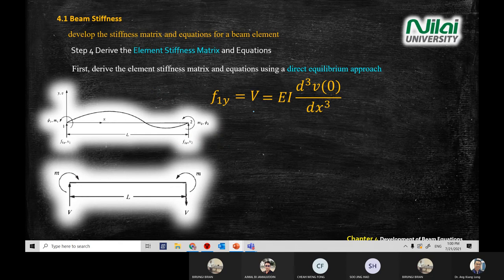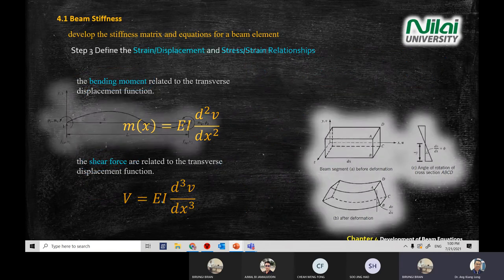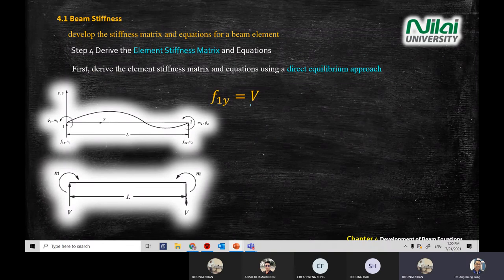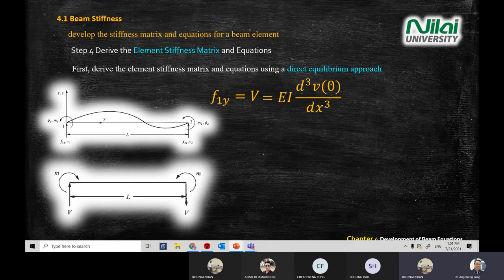F1y equals V. So recall the equation from just now, because I asked you to memorize: shear force, capital V, equals the triple differentiation of the transverse displacement. So you just copy this and put it in F1y equals shear force. Capital V is force. As you can see from the slides, I put zero here. Straight away, you know this is x equals zero, which refers to point one. From the notation, F1y means point one.